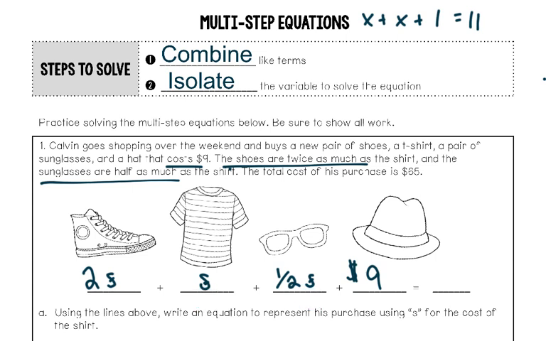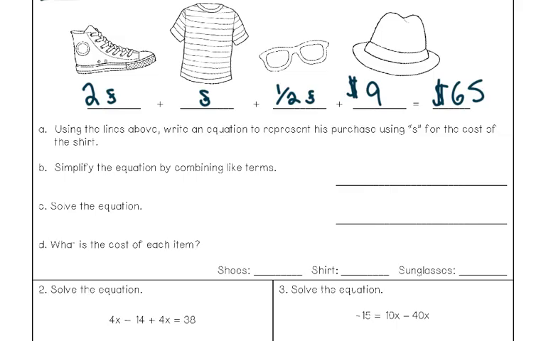Continue reading the problem. It says the total cost is $65. So this whole thing together costs 65 bucks. That goes on the other side of the equal sign. Reading that word problem, I wrote an equation to represent the purchase using S for the total cost of the shirt. Part B says simplify the equation by combining like terms.